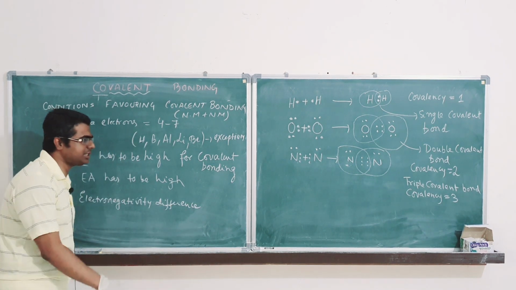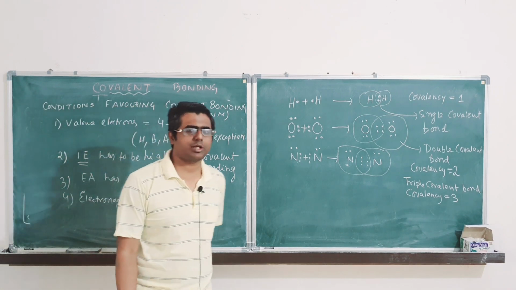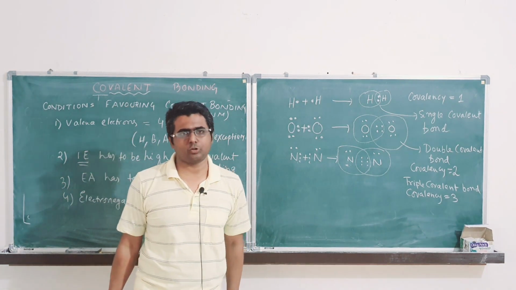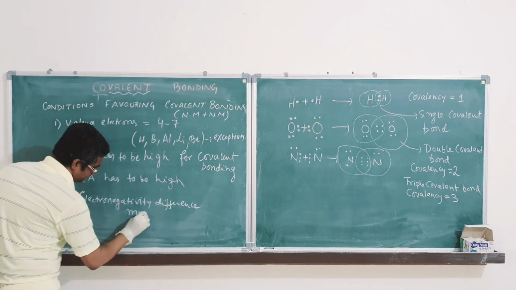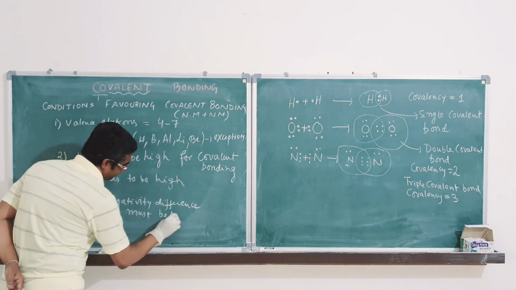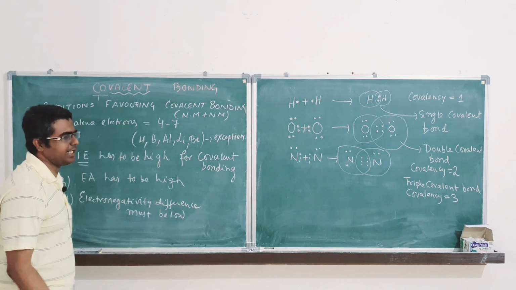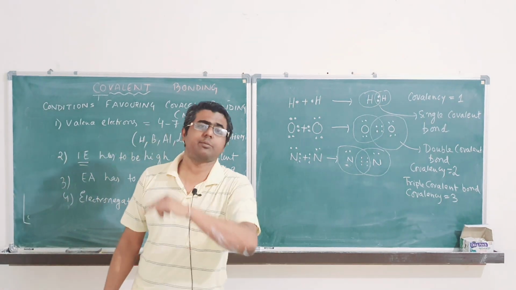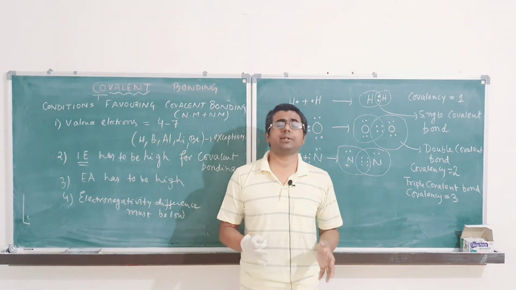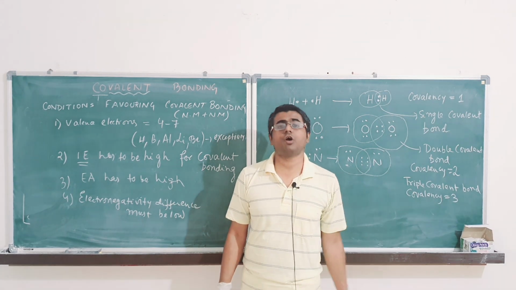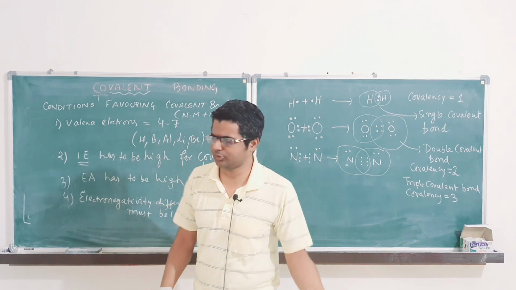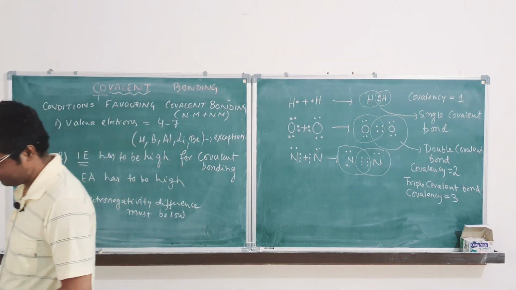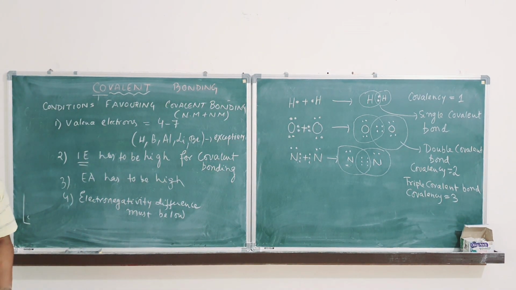Electronegativity difference is basically the difference in electronegativity of two participating atoms, and that must be low. If it is high, then it will go for ionic bonding, because there will be charge separation. We will discuss all those things, don't have to worry. Okay guys, so these are the conditions that favor covalent bonding.